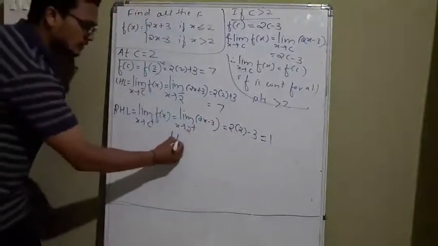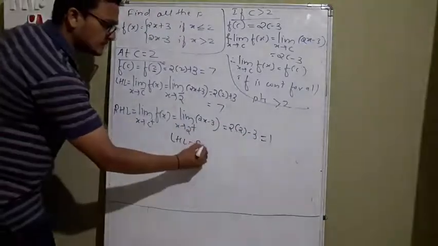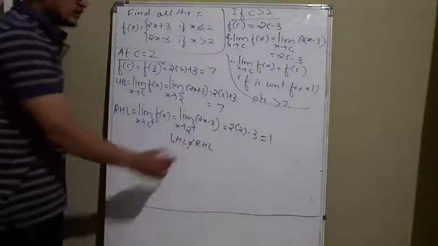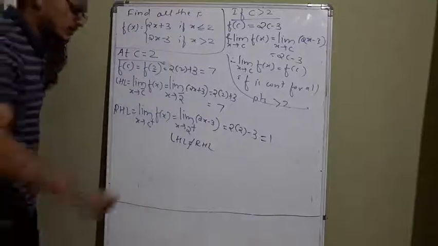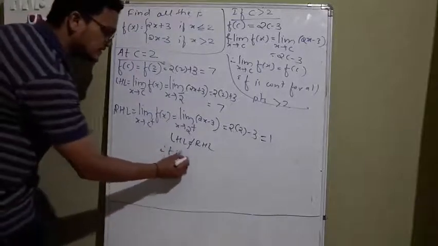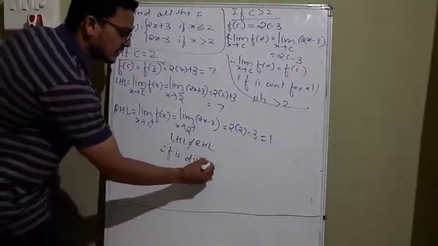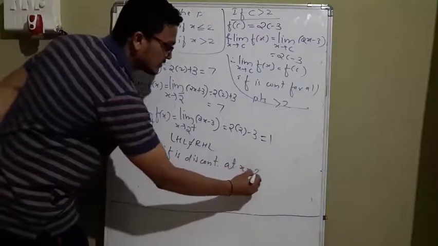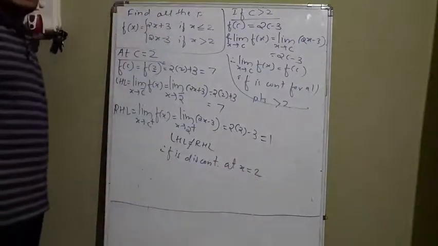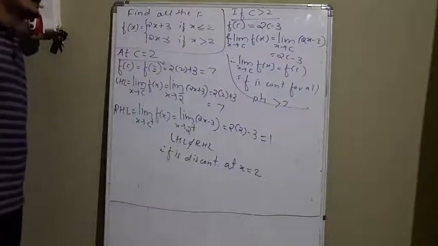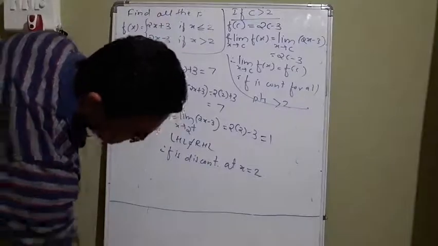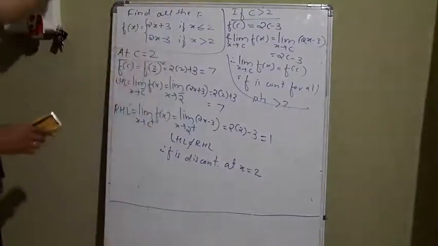Okay, so what about LHL and RHL? They are not equal. Therefore what? f is discontinuous. f is discontinuous at c, or x is equal to 2. Okay. We will see the next question. I hope you understood this.